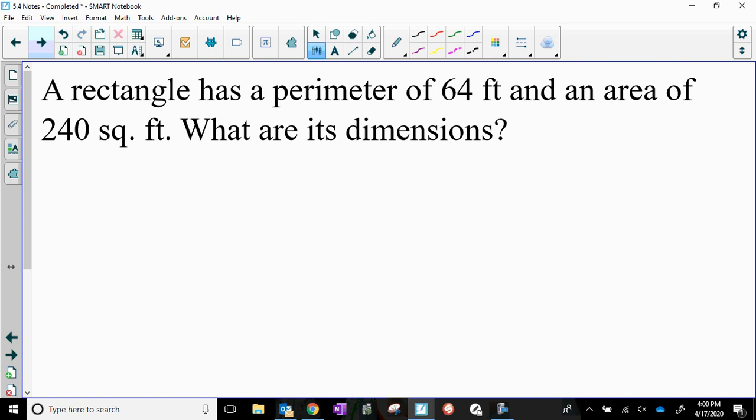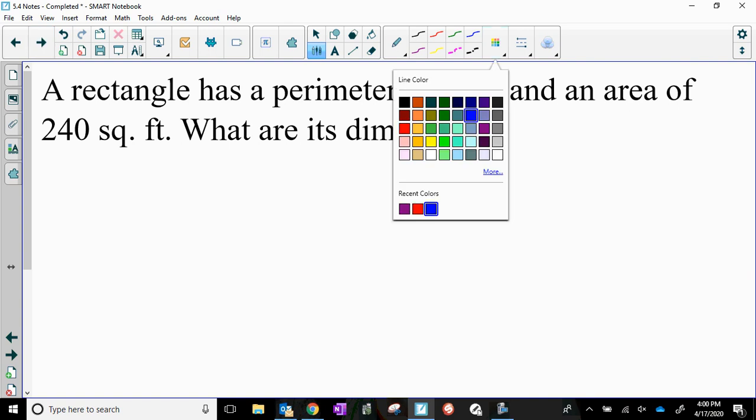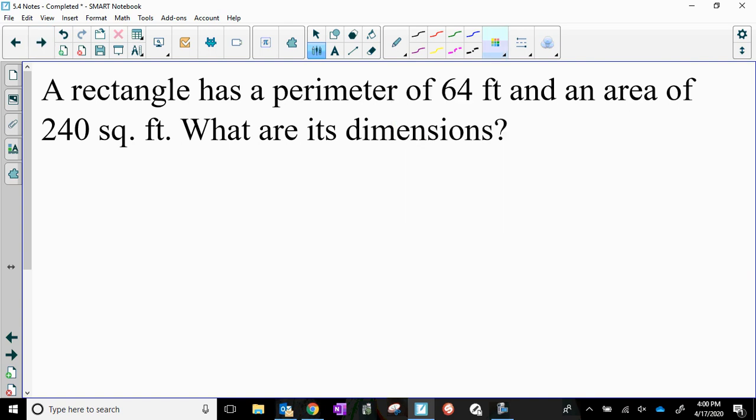All right, our last problem here is just an application and something we'll see in the bookwork, your assignment for today. A rectangle has a perimeter of 64 feet. So don't forget the formula for perimeter. It's 2 length plus 2 width. And an area of 240 square feet. So length times width is what area is equal to. If you want to write area equals length times width.